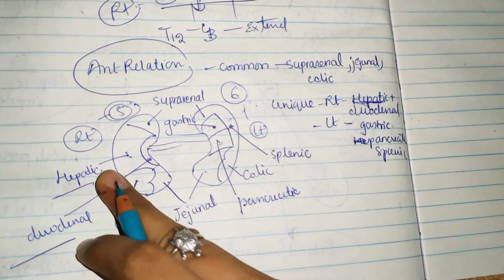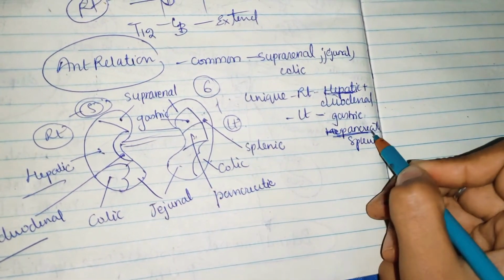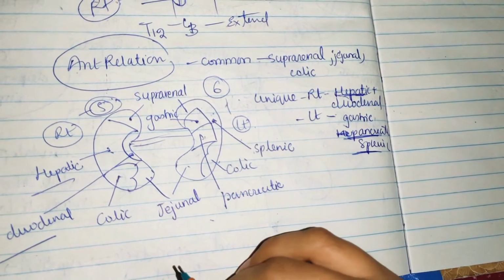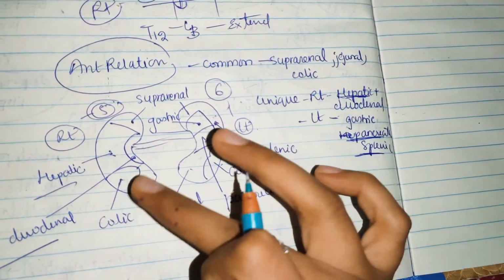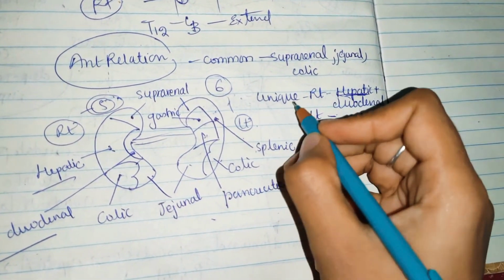side only you will have your liver, right? So that's why right side. On the left side why you are having pancreatic and splenic, because pancreas and spleen are present only on left side, right? So gastric, here on the left side you will get gastric and here on the right side you will get duodenal. Okay, so that you need to remember.